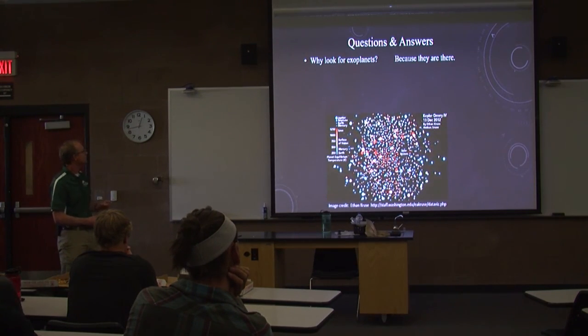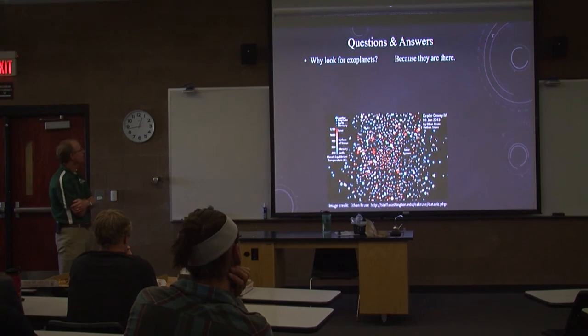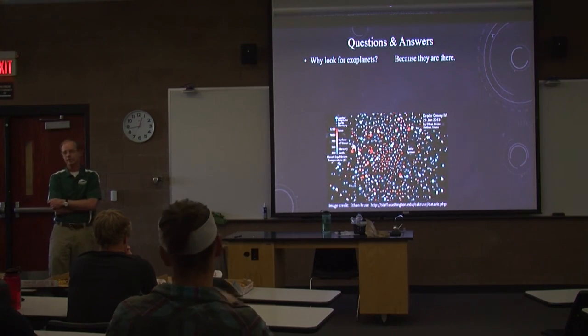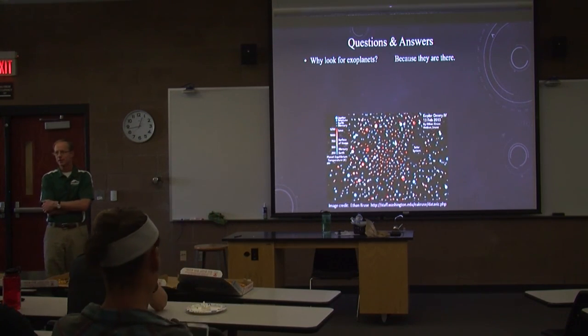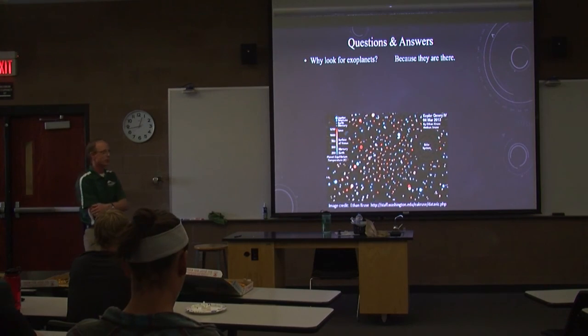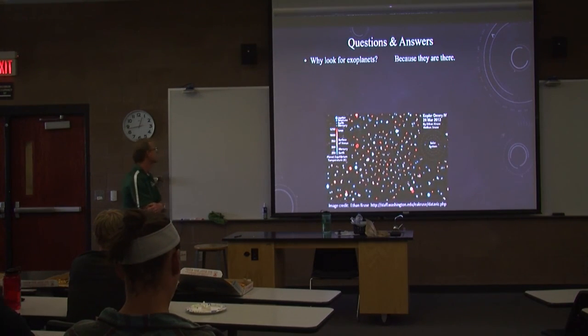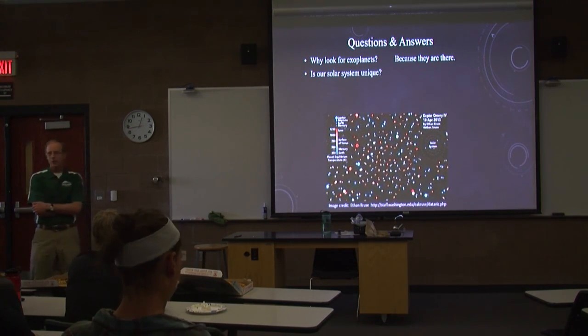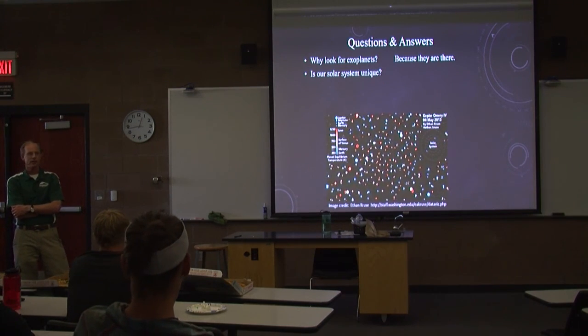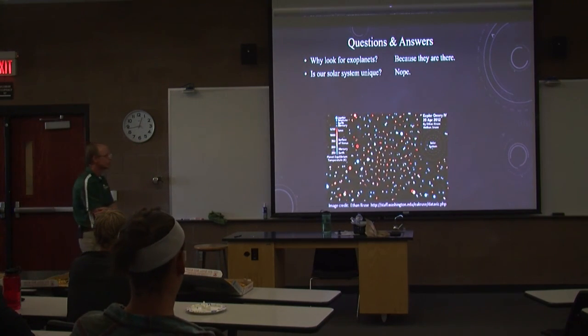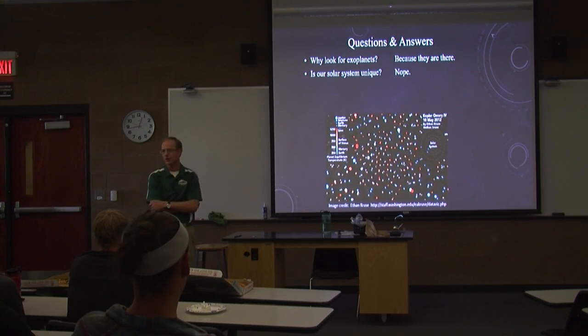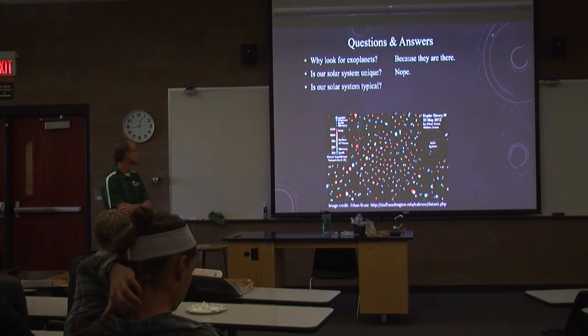So, questions for this talk. Why would you look for exoplanets? And maybe it's just like mountains because they're there, right? Something's out in the universe. Someone's going to go look at it. It may not have a practical application, but someone's going to find it interesting. You might wonder whether our solar system is unique. Any thoughts? Nope, it's not unique, certainly. There are many other structures.